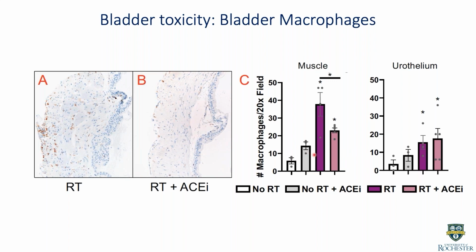We can see macrophage numbers in the muscle layer increase after radiation, but if we give radiation and an ACE inhibitor, we see fewer macrophages in the muscle wall. So at later time points, it seems that macrophages in the muscle wall are really driving this radiation-induced toxicity that correlates with our functional parameter of micturition we've just seen earlier. And this seems to be distinct from the effect we're seeing in the urothelium.